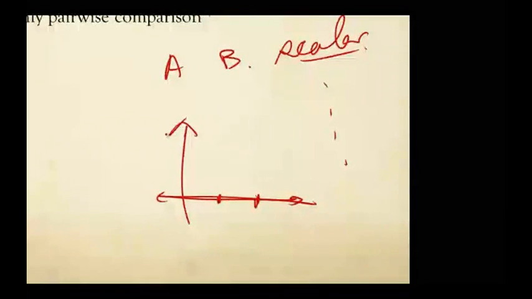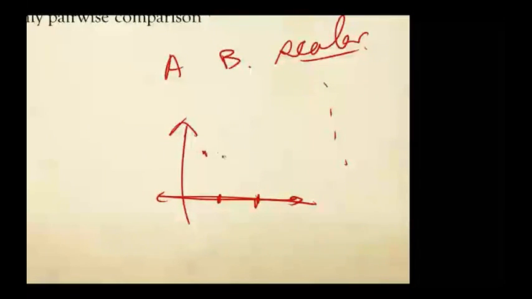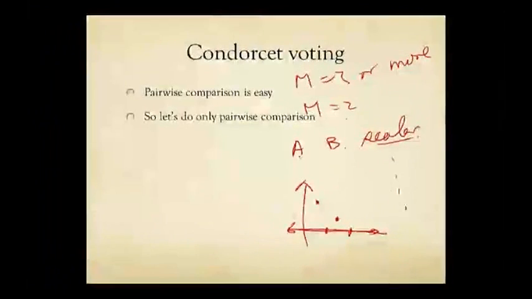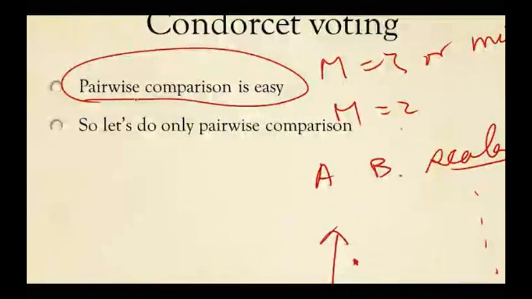Whereas on a 2D or higher dimensional plane, comparing 2 points is difficult. Like, can you say this point is bigger than this point or not? Well, it's bigger in one dimension and smaller on the other dimension. So if there are only 2 candidates, comparison becomes a scalar operation, and therefore ranking becomes easy. But since pairwise comparison is easy, let's just only do pairwise comparison.